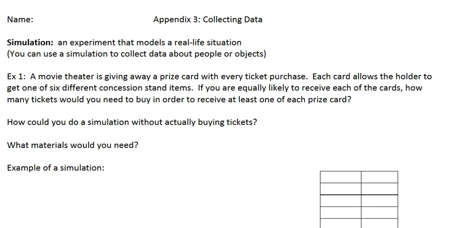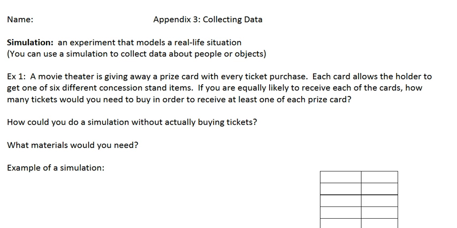So our objectives for Appendix 3 are to identify ways to survey people. We're going to talk about a biased survey group or an unbiased survey group. We're going to talk about sample size and also something called margin of error.